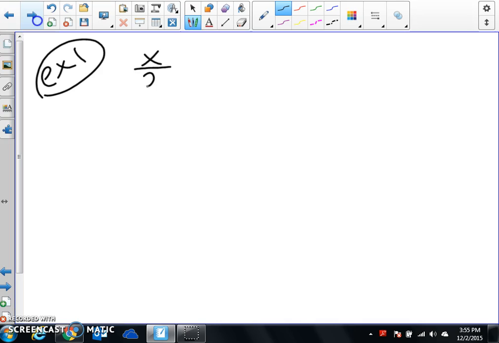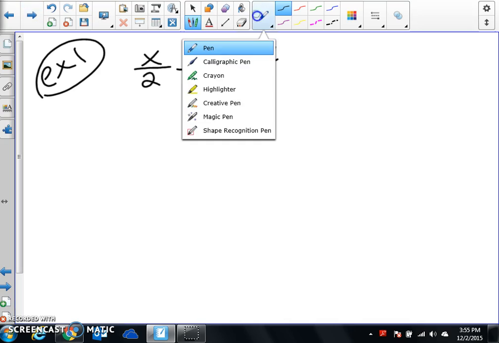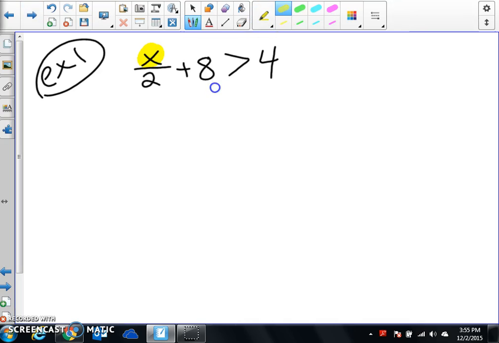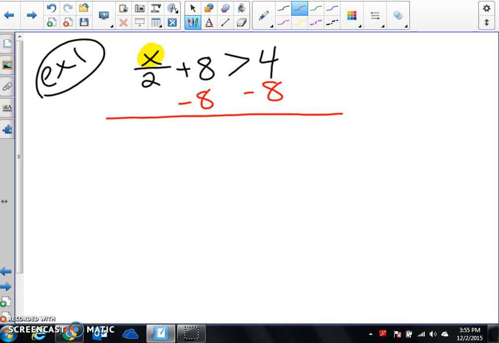X over 2 plus 8 is greater than 4. Okay? I find my variable. There it is. I cover up anything touching my variable, which would be the x and the 2, which means I'm left with a positive 8, so I subtract 8. Draw my line, I stop. Did I divide or multiply by a negative? No. So I immediately keep my inequality.